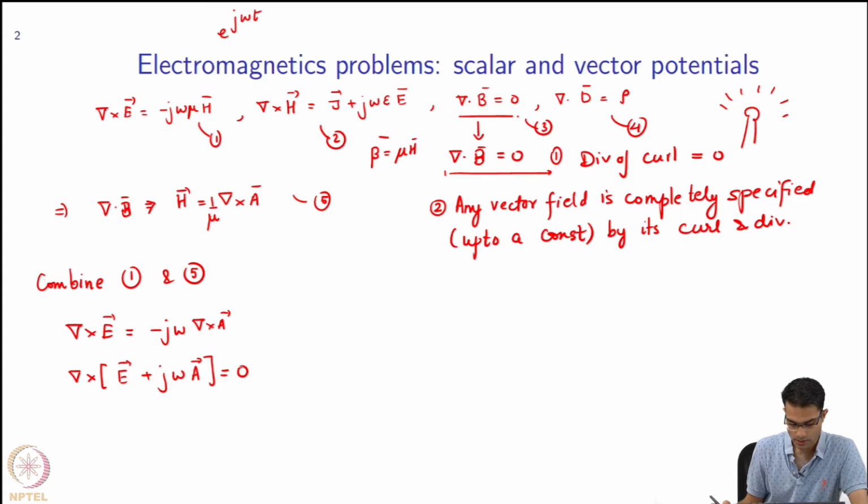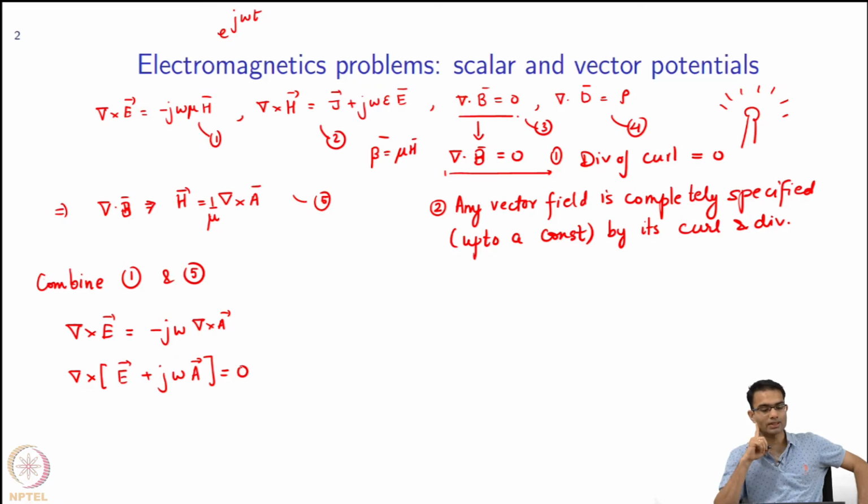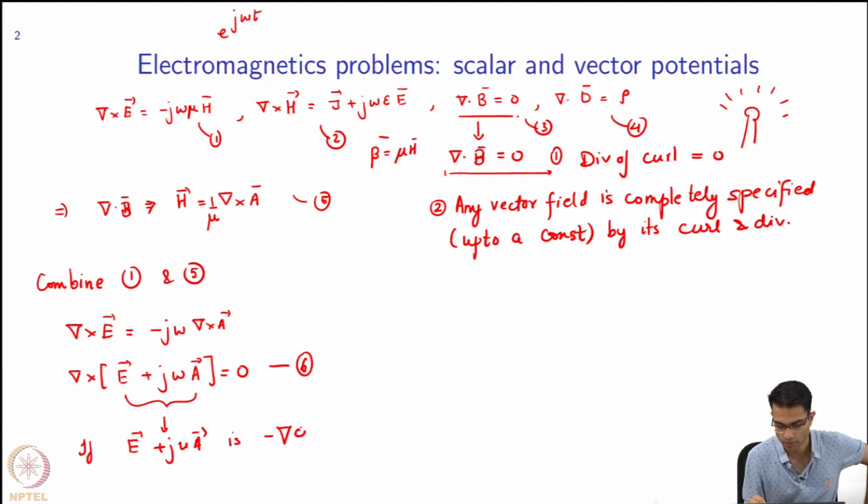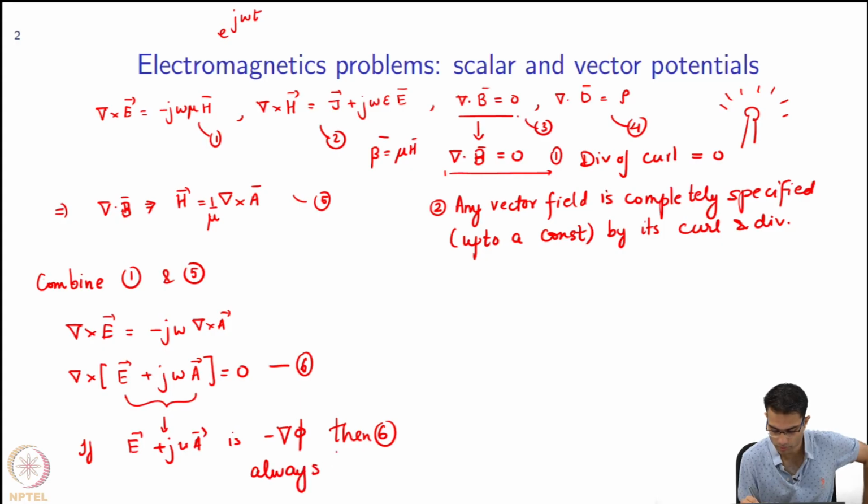Okay. Now can I simplify this further? So this relation over here is always going to be true if it is like the gradient of something, right. So if this is of the form, so this is equation 6, right. If E plus j omega A is of the form, let us say minus grad phi, then 6 is always true. Okay. This minus sign is just convention, does not matter.